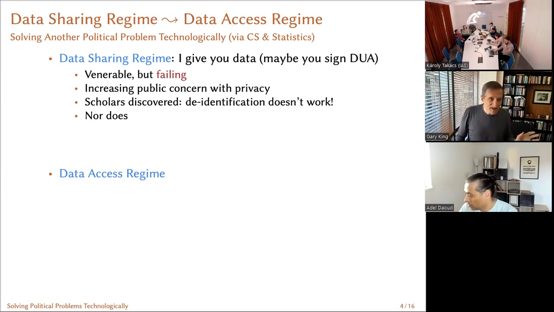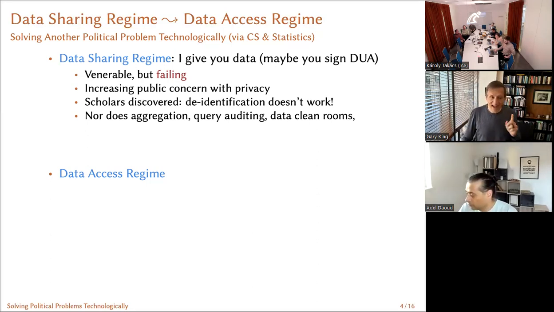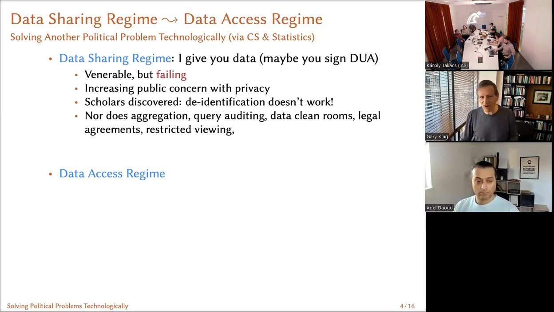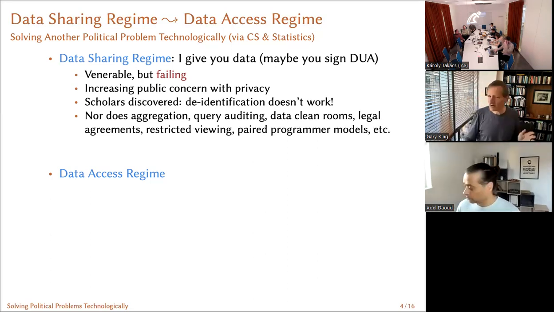In fact, other methods don't work either. If you aggregate the data to a higher level, you think, well, you can't re-identify individuals. Turns out that's not always true. Or query auditing, where we limit you to certain questions. That doesn't protect individual privacy. Data clean rooms, which I know you all use a lot, don't protect privacy. Legal agreements don't protect privacy. Restricted viewing of certain parts of the data doesn't protect privacy. Paired programmer models don't, et cetera, et cetera.